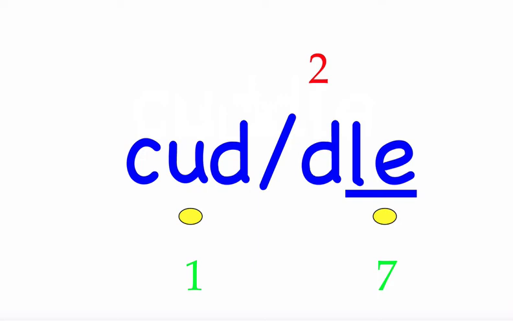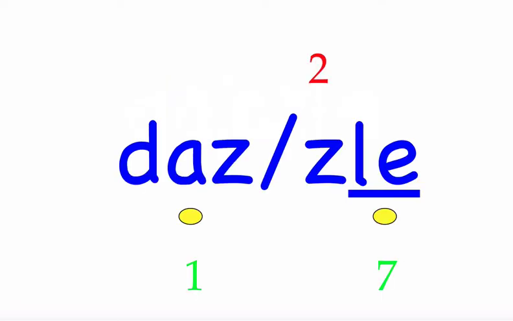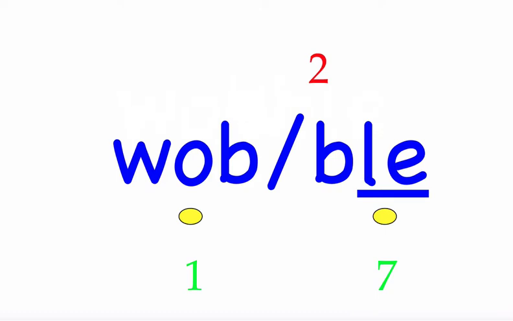Dazzle. Dazzle. The magician did dazzle his audience. Dazzle. Daz, three sounds. D, a, z. Zul, two sounds. Z, ul. Dazzle. Wobble, wobble. The wheel began to wobble. Wob, three sounds. W, ah, b. Bull, two sounds. B, ul. Wobble.